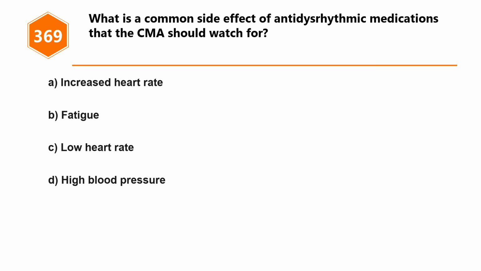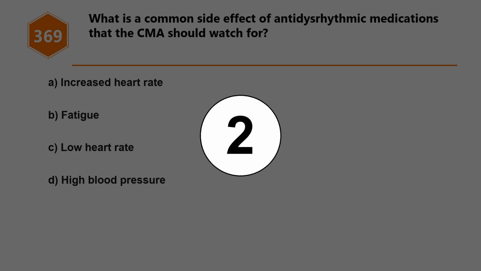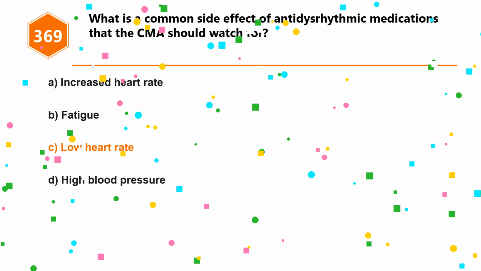Question 369. What is a common side effect of antidysrhythmic medications that the CMA should watch for? Option A, increased heart rate. Option B, fatigue. Option C, low heart rate. Option D, high blood pressure. The correct answer is option C, low heart rate.